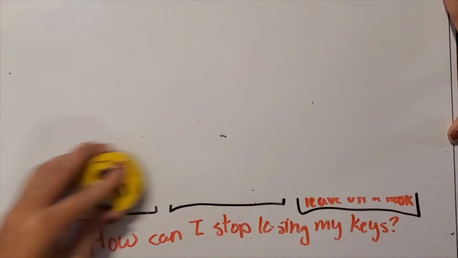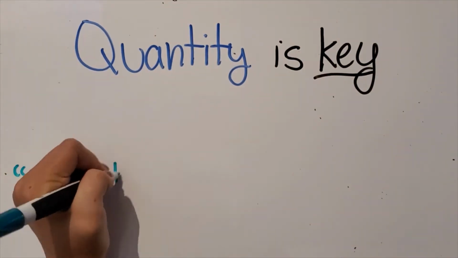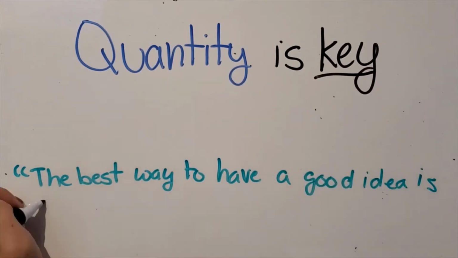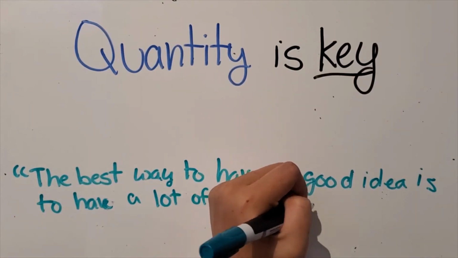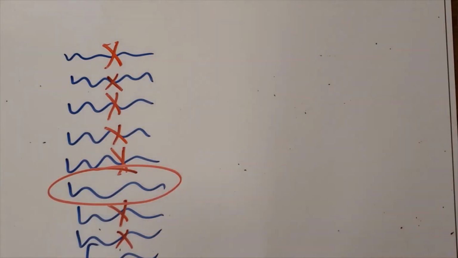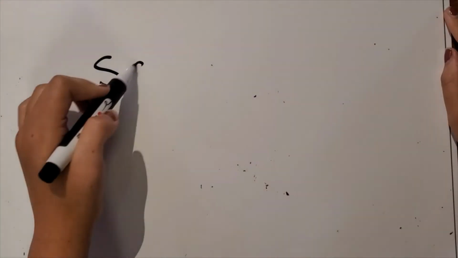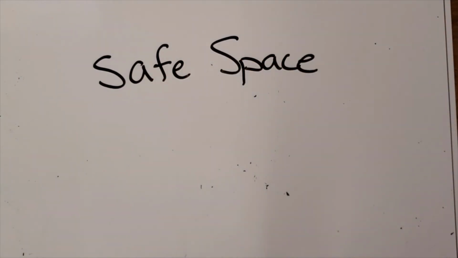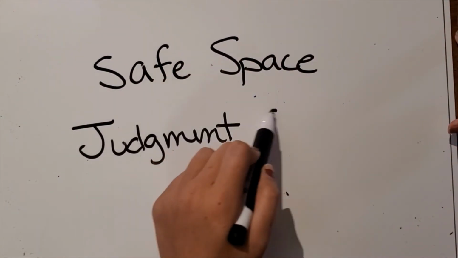If nothing else, a key takeaway from idea generation should be quantity is key. As Linus Pauling said, the best way to have good ideas is to have a lot of bad ones. You're more likely to find an idea worth running with on a long list of ideas rather than a short list. Lastly, remember to nurture creative ideas. You need to create a safe, judgment-free environment.